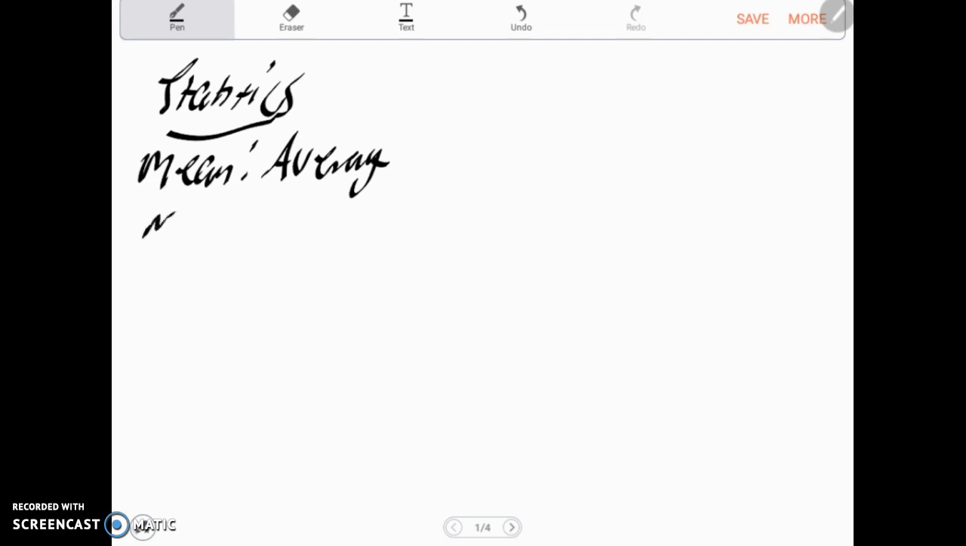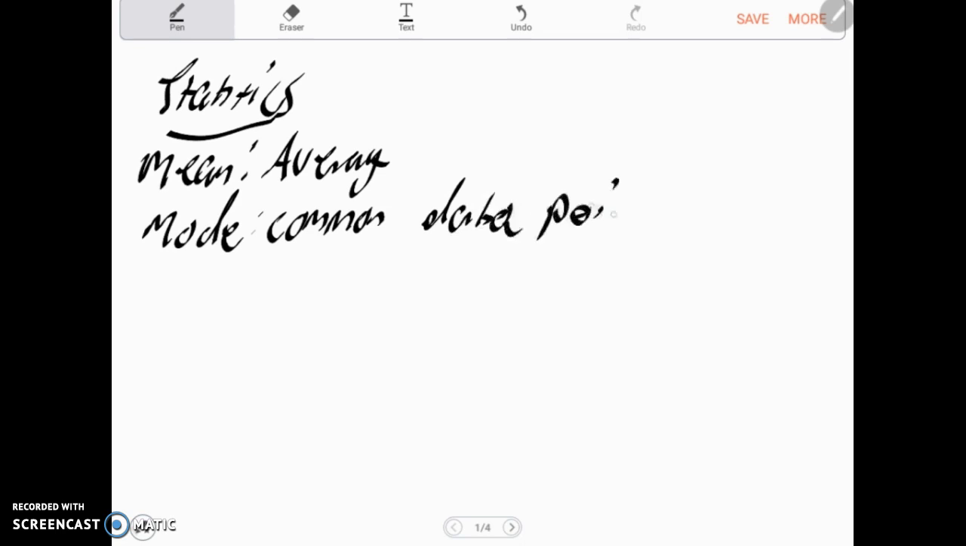The next one is the mode. The mode is the most common data point or value. So the mode is, if you've got a data value which comes up the most frequently, the most often, that's your mode.